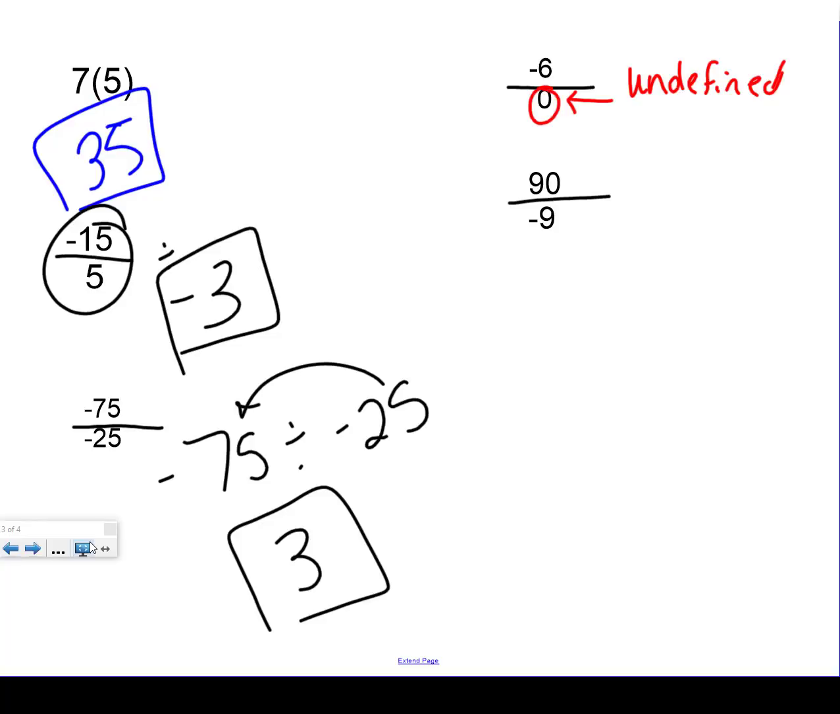because the denominator cannot be 0 when we have a fraction or a division problem that's set up like a fraction. So it doesn't matter if it's positive or negative. If the denominator or the bottom number is 0, the answer is undefined. The 90 divided by -9, the signs are different, so the answer is negative. 9 goes into 90 10 times, so -10.